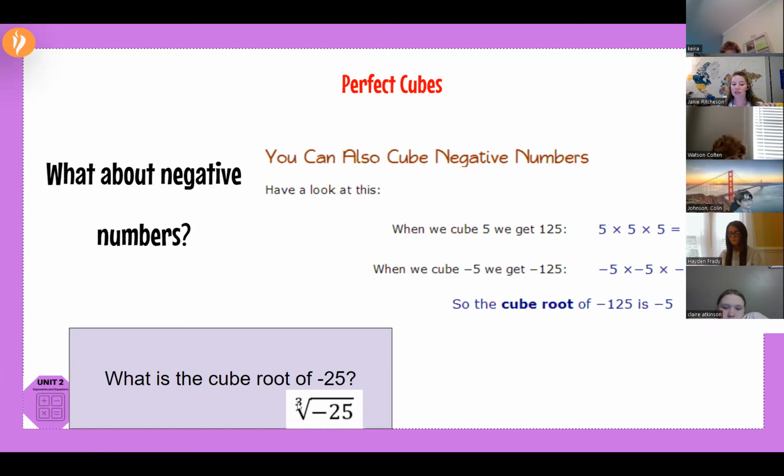So if there was not a number 3 there, and it was asking what's the square root of -25, our answer would be no solution, right?